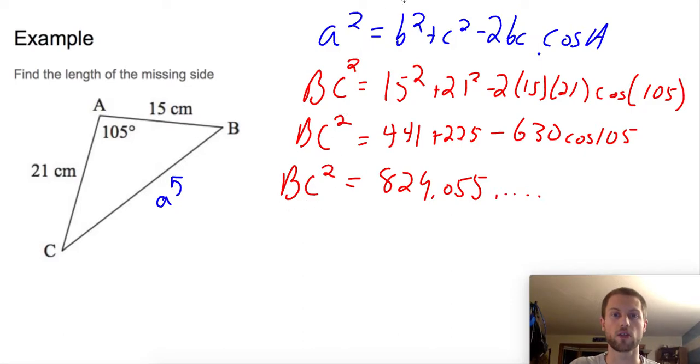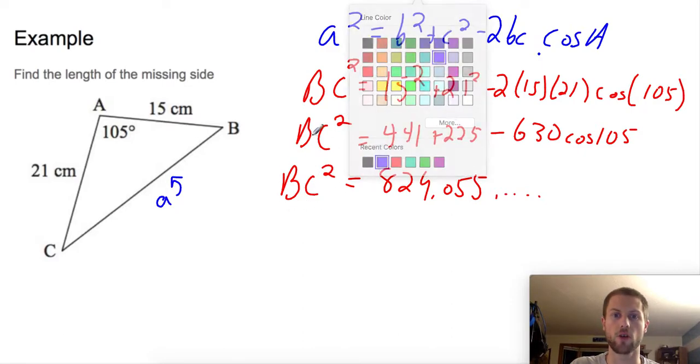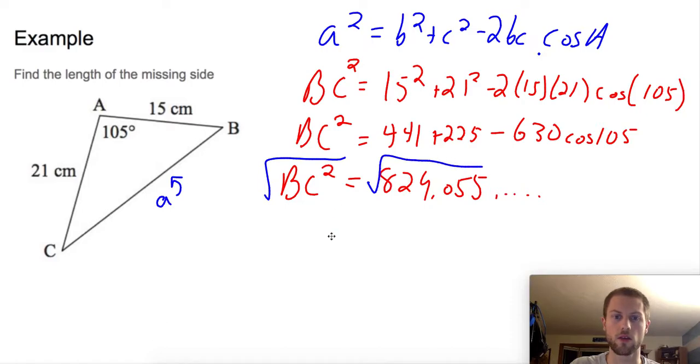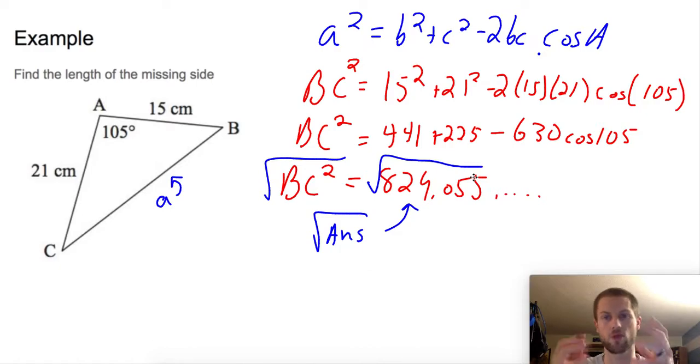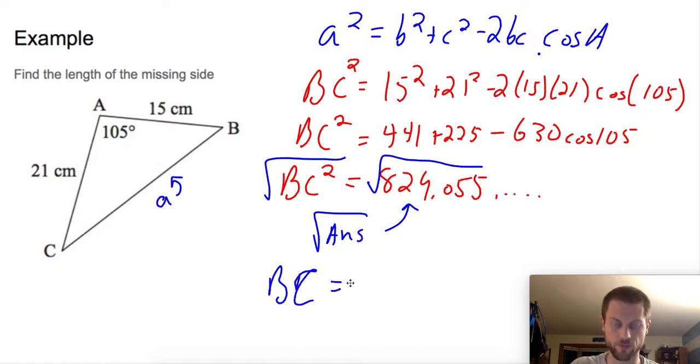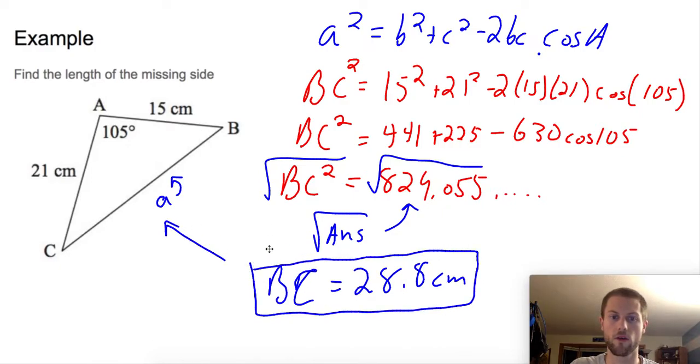At this point, you need to take the square root of both sides. In my calculator, I'm just going to hit the square root of the answer, so I can retain as many digits as I can. The final answer this comes out to is BC equals 28.8 centimeters. So that is this side right here. So with the law of cosines, I have a side, an angle, and a side. I'm plugging stuff into a formula, and I'm figuring out what that opposite side is of this angle.